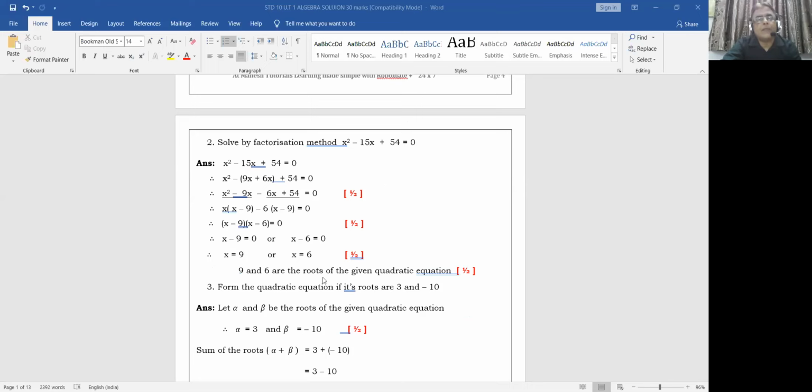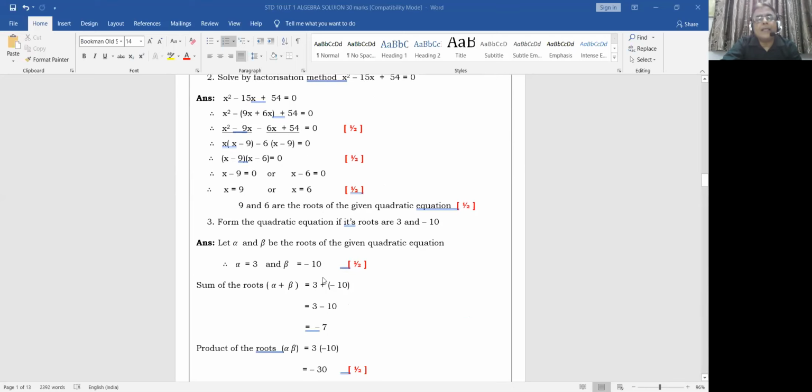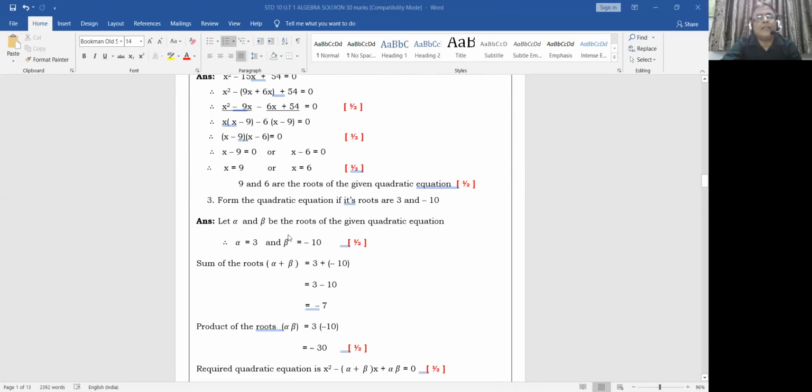Moving on to the third question now. Form the quadratic equation if the roots are 3 and minus 10. We know the roots, so we have to write let alpha and beta be the roots of the given equations. So first root, alpha is 3, beta is minus 10. If you have written alpha is minus 10, beta is 3, then also it is correct. Or if you have written let alpha equal to 3, beta equal to minus 10 directly, still give half marks. Okay, total here, give half.